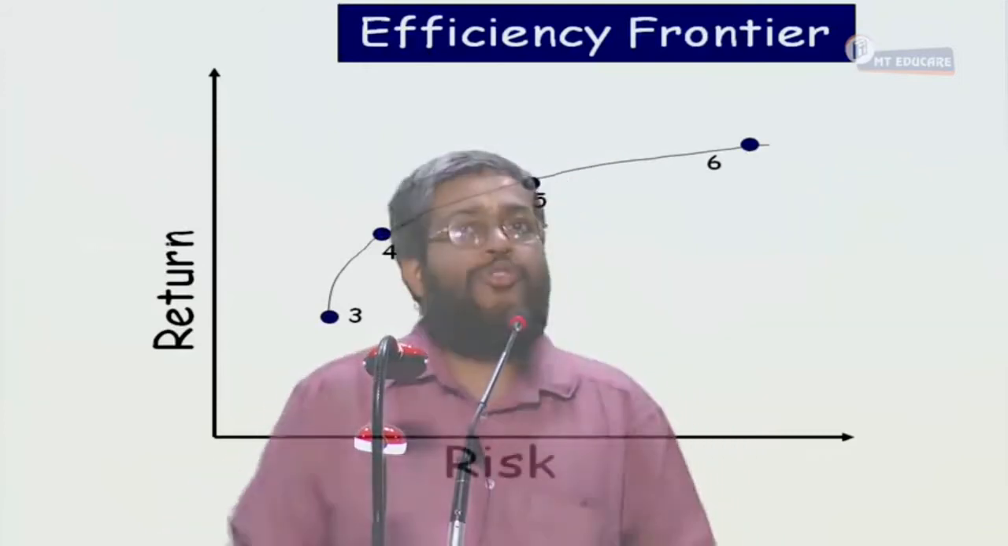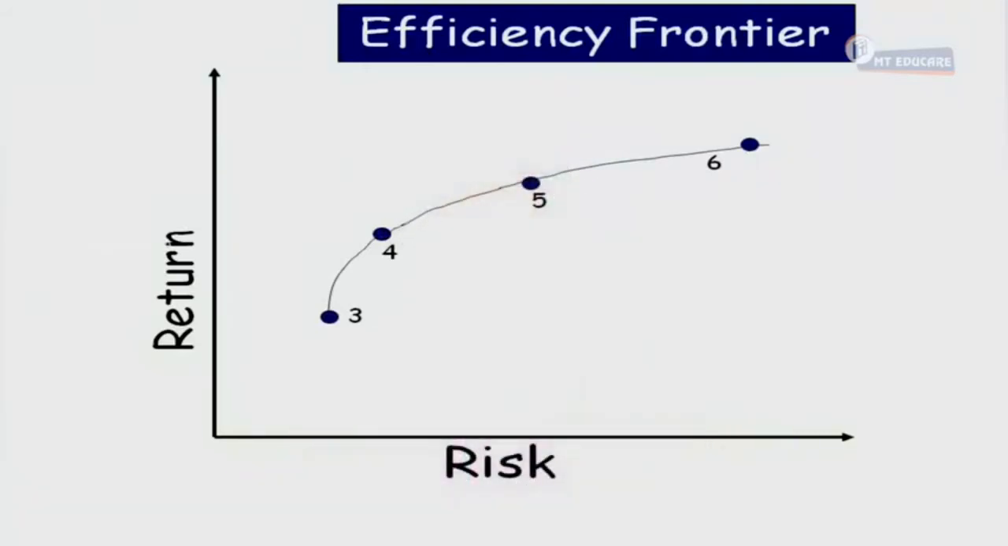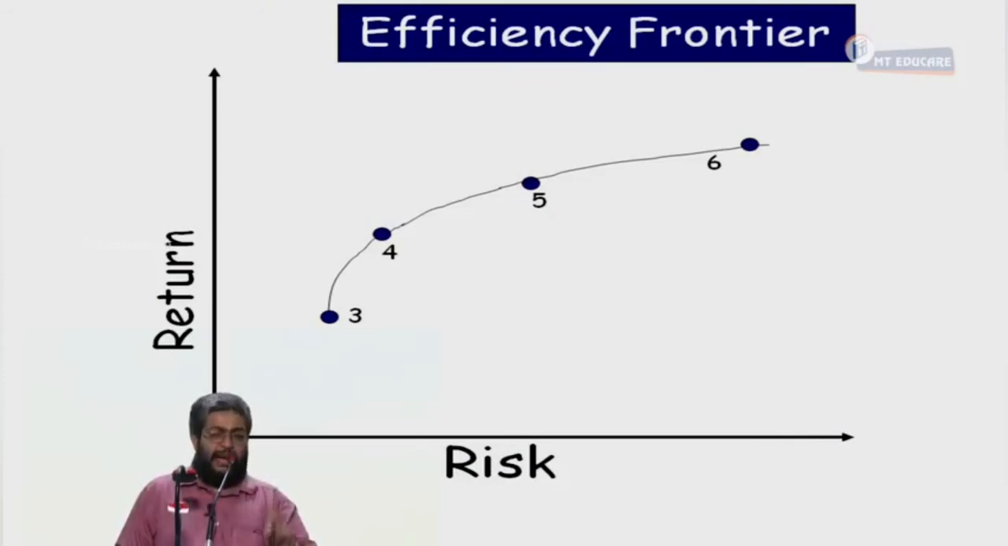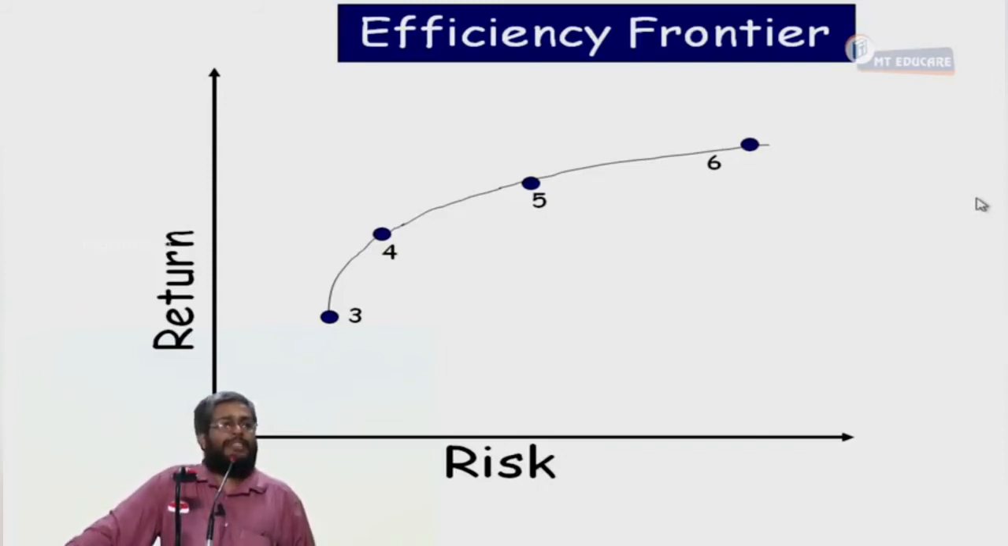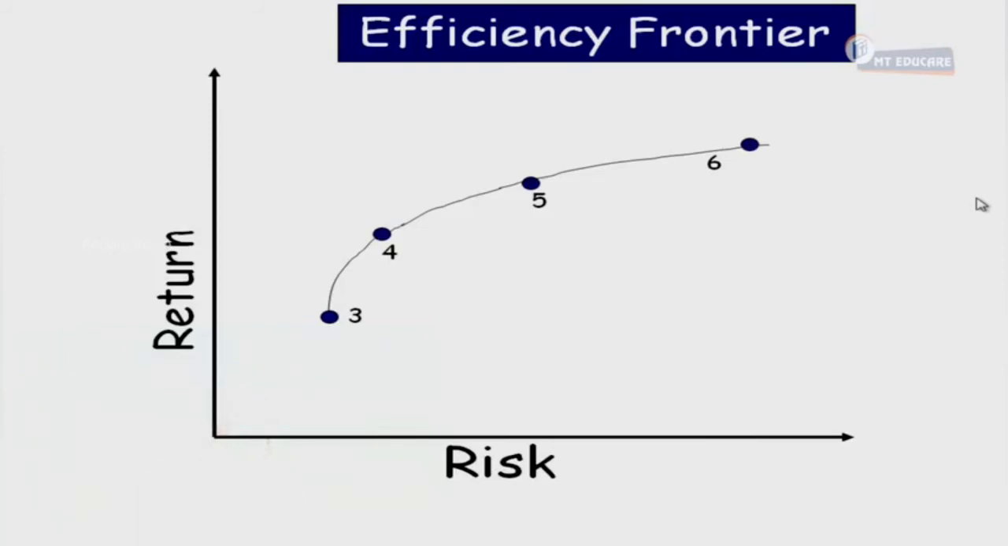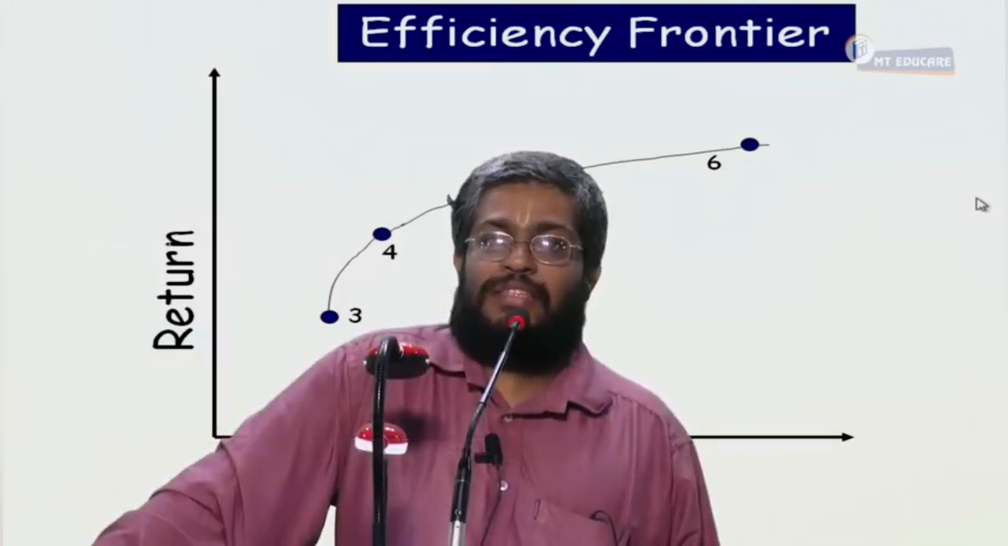Part 1 is the efficiency frontier. Now, write part 2, please. Part 2: Concept of investors' utility.